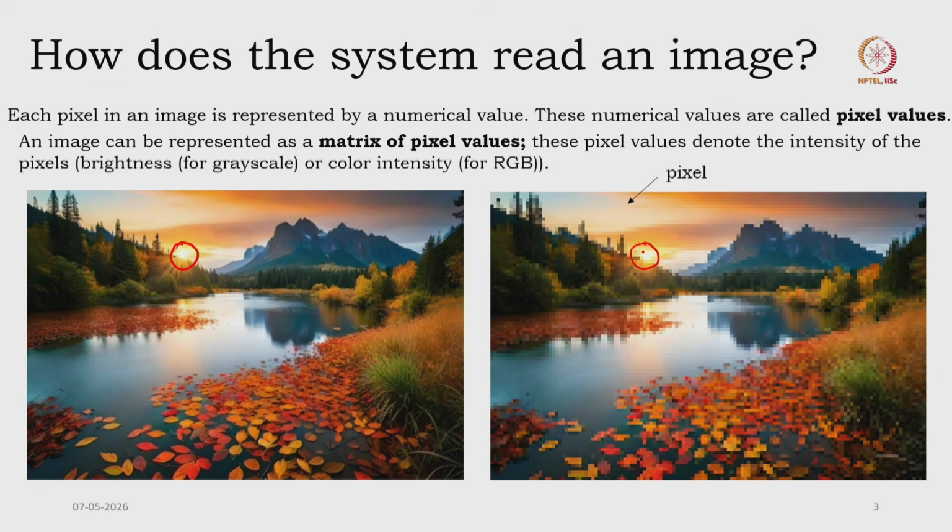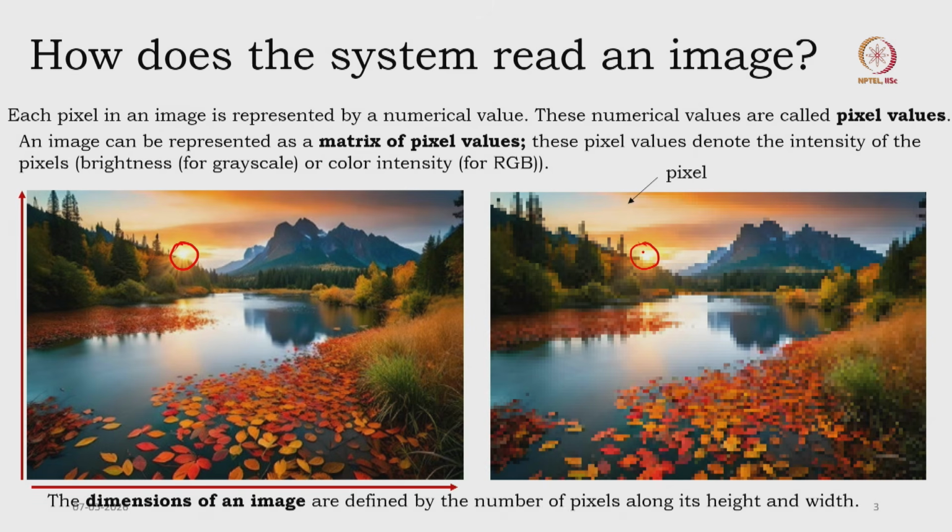So, this is how an image is read by a system. One more important piece of information we should know before we get into the architecture: whenever we look into an image, we have a number of rows and columns. The rows we call the height, and the columns we call the width. Together they give the dimensions of an image, defined as the number of pixels along its height and width. This information is needed before we get into further details.